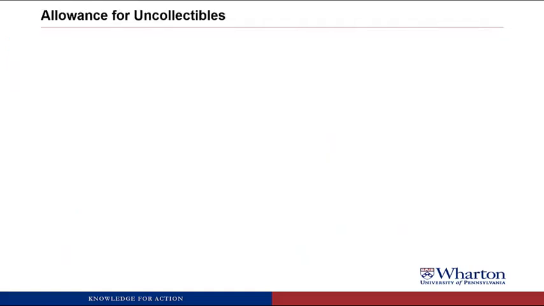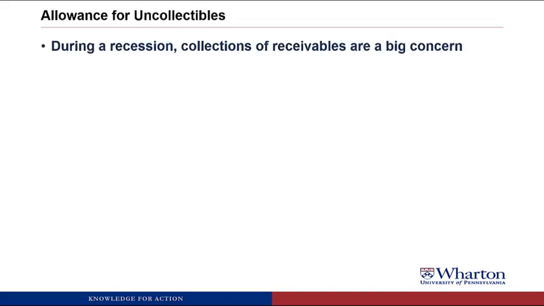Last thing I want to talk about is the allowance for uncollectible accounts. So we saw on the statement of cash flows that accounts receivable going up was a drain on the cash flow. But on the other hand, we saw that days receivable hadn't really changed much. So a way to get more insight into what's going on with receivables is to take a look at the allowances. During a recession, which is what Vulcan is facing in 2008, 2009, 2010, collection of receivables is obviously a big concern.